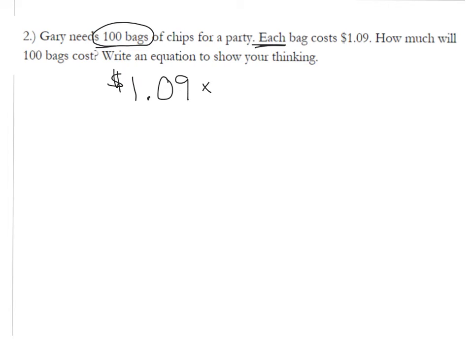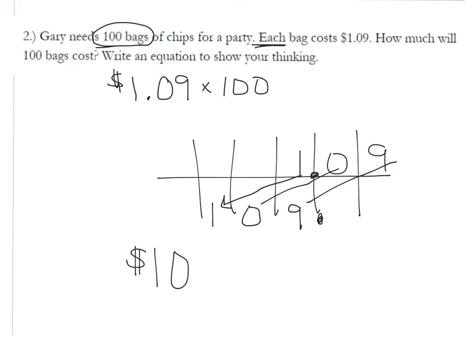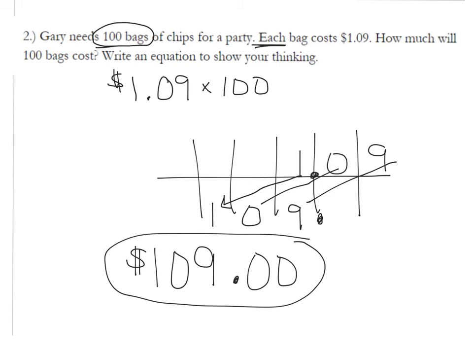$1.09 times 100. So thinking about our place value chart, I'm going to draw a quick place value chart right up here. So if I have $1, and here's my decimal point, and 9 cents, and I'm going to multiply it by 100, which means 2 groups of 10, so I'm going to shift that number 2 places bigger. So here's my 1, here's my 0, here's my 9, and my decimal point is right here. So I can read my new number as money, $109, and I can put zeros after the decimal point. So that's the correct answer for number 2. So check your work with mine, see if you got it right.